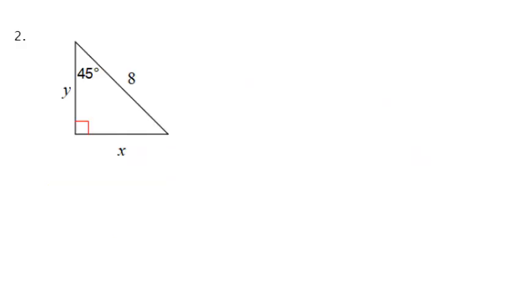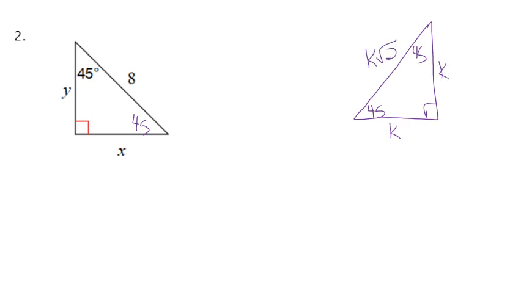In this next example, we're going to do the same thing that we did before. This is a 45, 45, 90 triangle. We're going to go ahead and label our ratios out. So I have k, k, and k radical 2. And we're going to go ahead now and label this. So we have a k, and a k radical 2. We're then going to identify the value they gave us. So we have an 8.